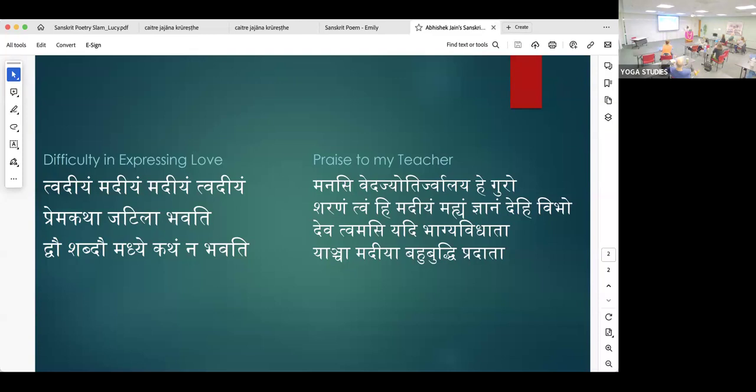Manasi, so in my mind or in mind, you can add my. Sharanam Twamahi Madiyam. Almighty treasure. Vibho at the end. So, almighty treasure, because gurus know a lot. The word guru means heavy. That means they are full of knowledge. They're filled with all sorts of knowledge. So yes, there Vibho, almighty treasure, you are my refuge. Kindly give me knowledge.